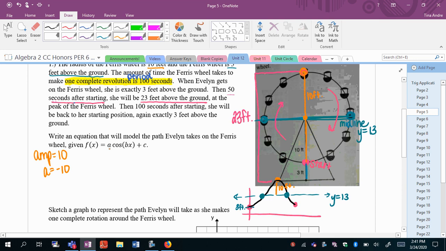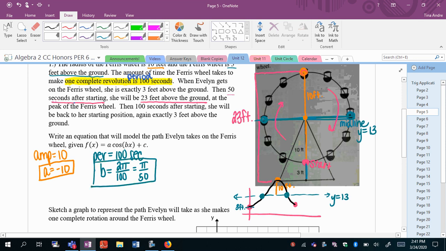And then for the B value, well, the B value comes from the period, so if the period takes 100 seconds, which is what it tells us, that means the B value is always going to be 2 pi divided by the period. So this is going to reduce down to pi over 50. So there's my B value.